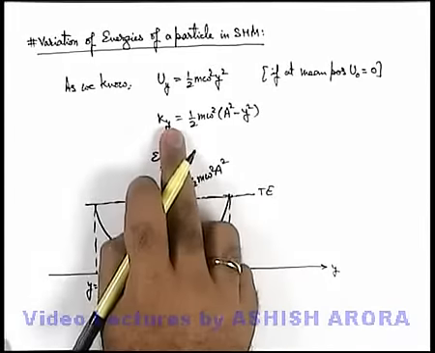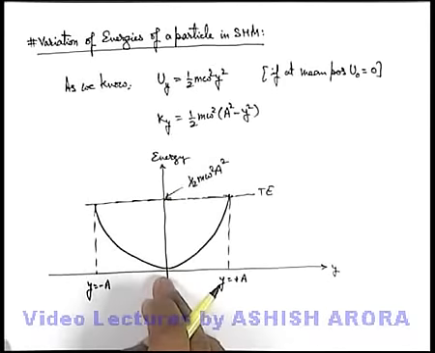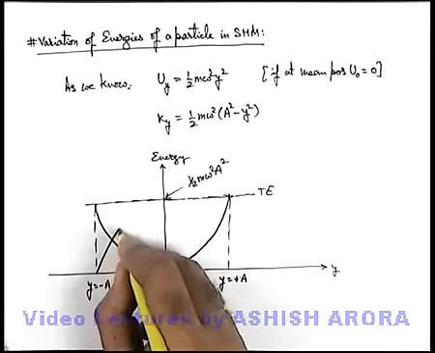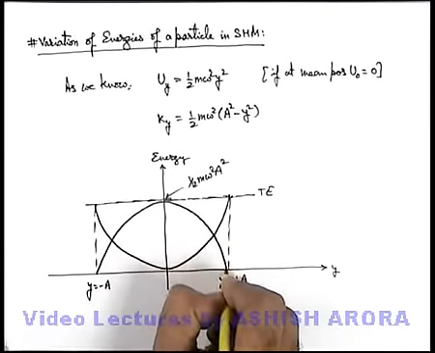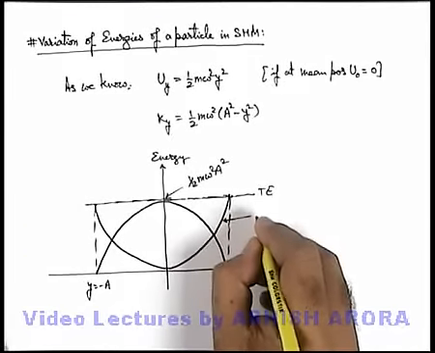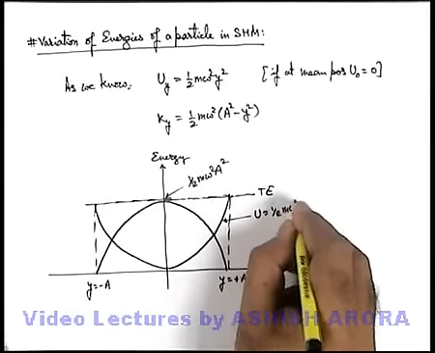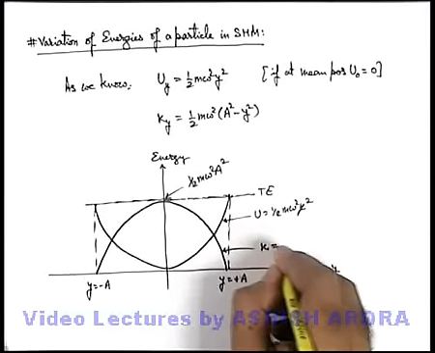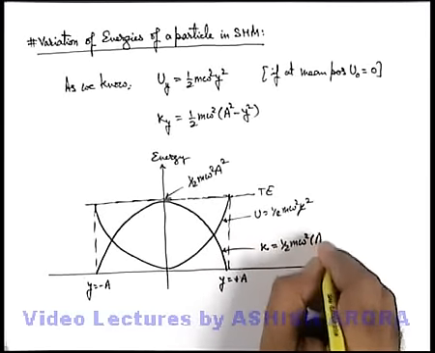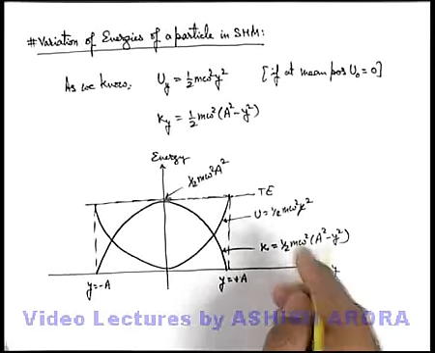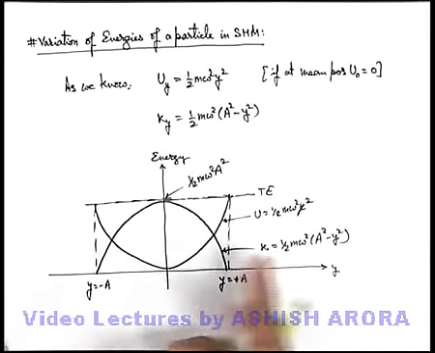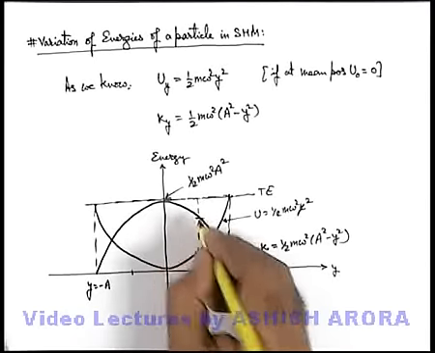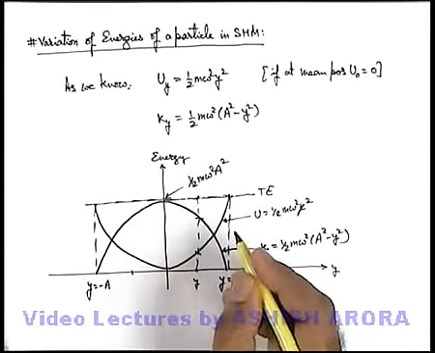Now if we draw the kinetic energy variation with displacement, we know that at mean position kinetic energy is equal to total energy, and at extreme position it is 0. So this curve will look like this. This is the curve for potential energy, half m omega square y square, and this is the curve of kinetic energy as a displacement function, half m omega square times a square minus y square. Be careful about both of these curves: at any general position y, the sum of kinetic and potential energy will always be equal to total energy.